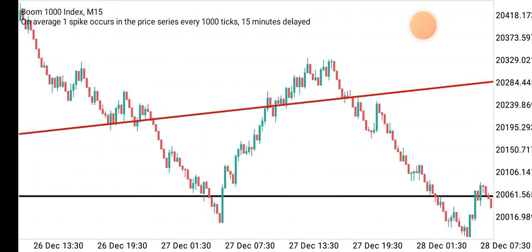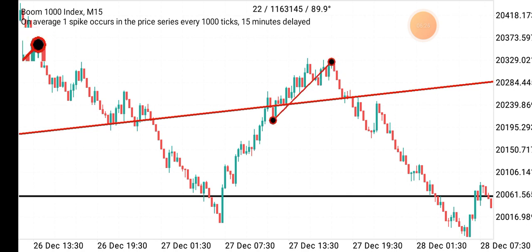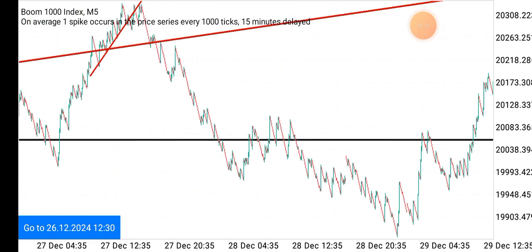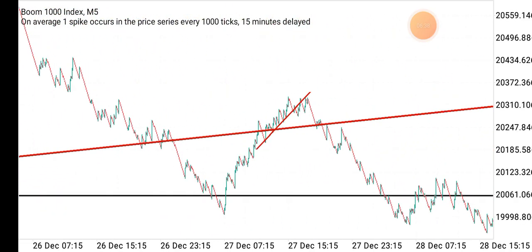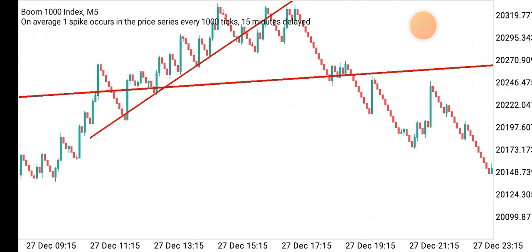You can see, although the higher highs and higher lows are not too obvious here at this point, you will find it on the 5 minutes time frame. So let's just quickly check the 5 minutes time frame because I want you guys to learn this thing properly. Okay, so you can see the higher highs and higher lows on the 5 minutes time frame.